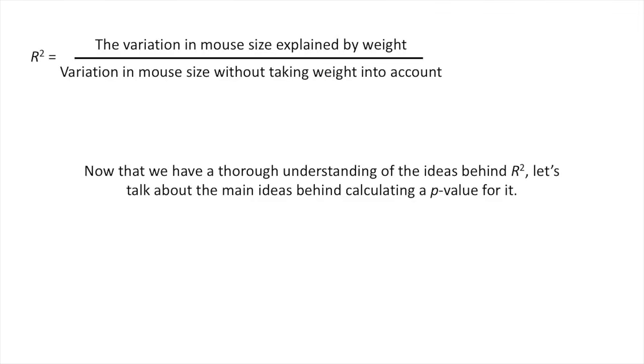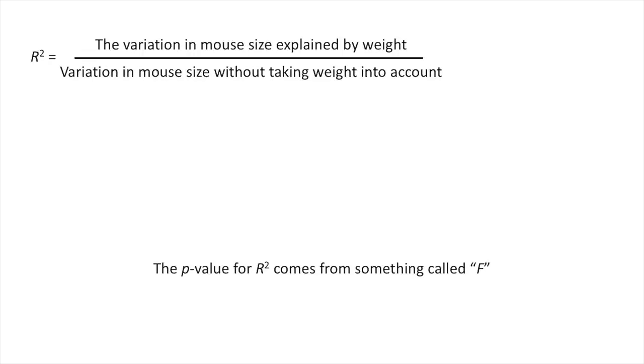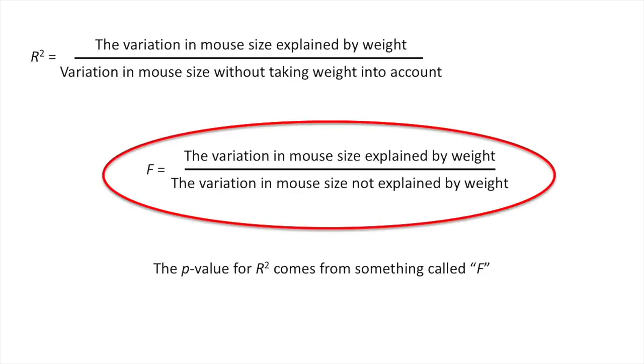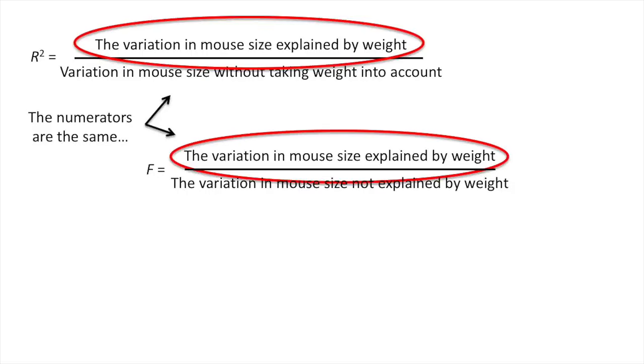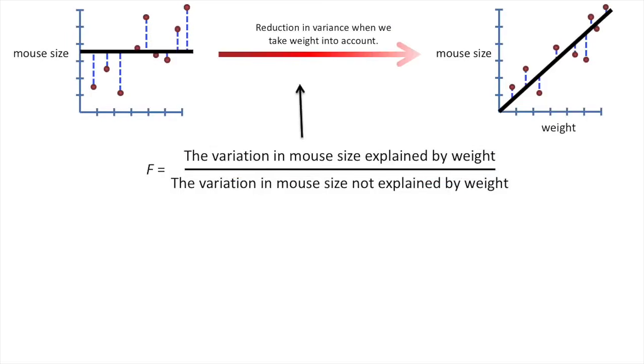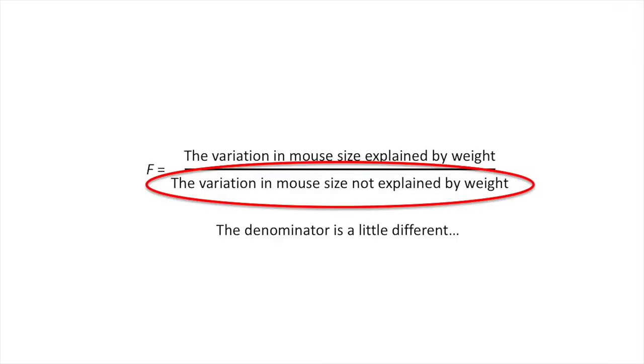weight into account. Now that we have a thorough understanding of the ideas behind R squared, let's talk about the main ideas behind calculating a p-value for it. The p-value for R squared comes from something called F. F is equal to the variation in mouse size explained by weight divided by the variation in mouse size not explained by weight. The numerators for R squared and for F are the same. That is to say, it's the reduction in variance when we take the weight into account. The denominator is a little different.